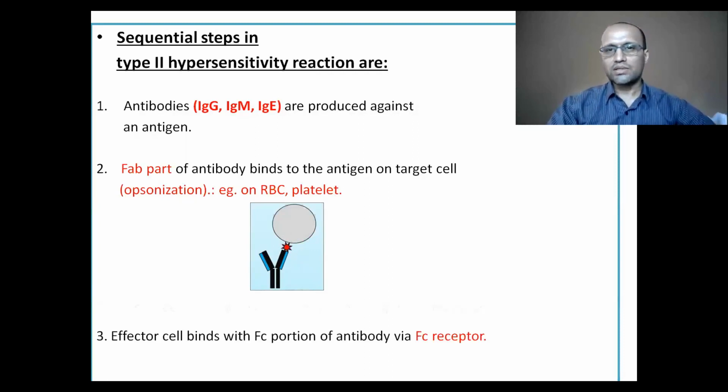Effector cell, which can be macrophage, eosinophil, basophil, neutrophil, or a mast cell, binds with the Fc portion of the antibody via its Fc receptor. This is the Fc portion of antibody.